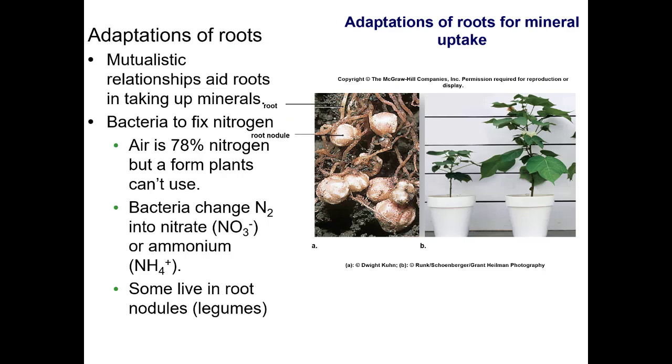Some roots have interesting adaptations, mutualistic relationships, with things living close by. One important component is the idea that certain types of plants, many in the clover family, soybeans are a good example, have nitrogen-fixing bacteria form in nodules next to the root. And so the bacteria actually change our atmospheric nitrogen, which is generally a high percentage of the atmosphere, into nitrate or ammonium, sources that are then available to the plant.